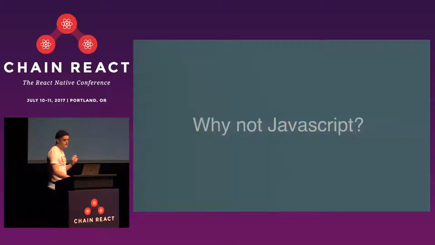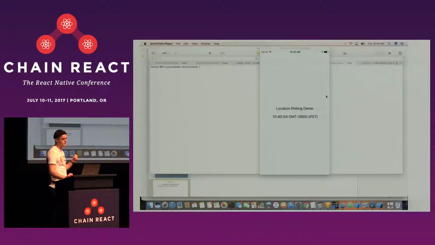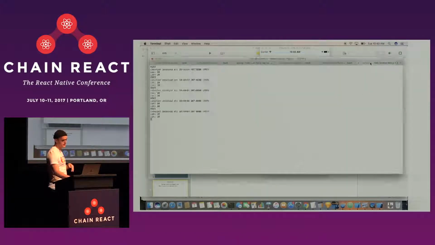But the question you might be asking is, like, Harry, why can't we do this in JavaScript? And to answer this question, I created a little example app. The example app is a React Native app that basically posts your location periodically. There's a little Node.js server that's going to be running in the background that basically prints to the console all the posts that it gets with your location. And it looks something like this.